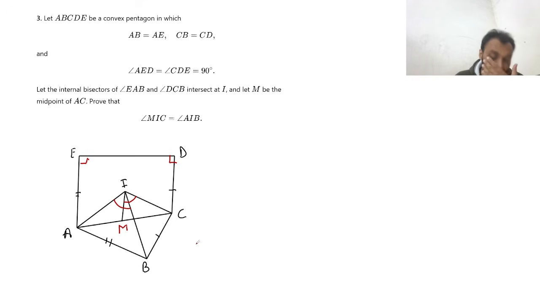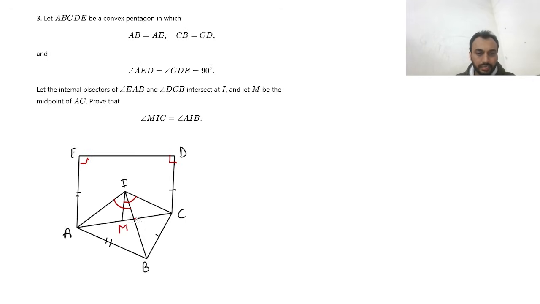If you remember about this thing, we call it a median, right? So basically we want to prove that angle MIC is equal to AIB. So we want to prove that IB is a median of triangle AIC, because this is a property of a median, that the angle made by the median with one side is equal to the angle made by the median with the other side, right? So we try to prove that IB is a median. Okay, so this is one thing. If we prove that, then we are done.